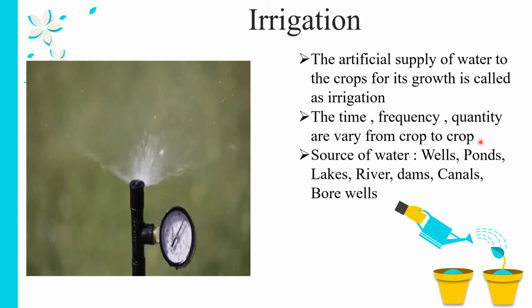For example, if we depend on the rainfall, and if it rains heavily and our crop is not in need of much water, we cannot stop it in any way. We cannot stop the rain, right? But if we go for irrigation, we can decide by what time we have to water the field, at what frequency, and the quantity of water we allow to pass inside the field is also under our control. And for this irrigation, we have different sources like wells, ponds, lake, river, dam, canal, borewells, etc.